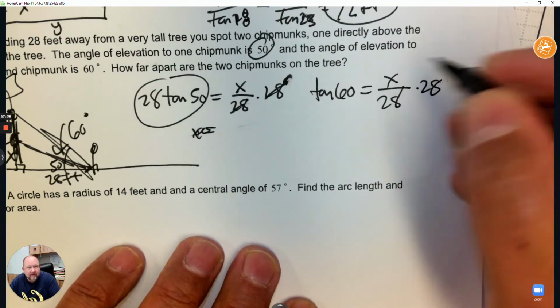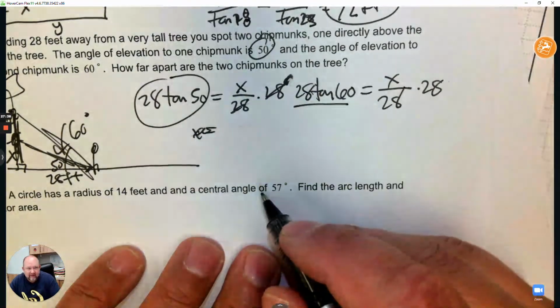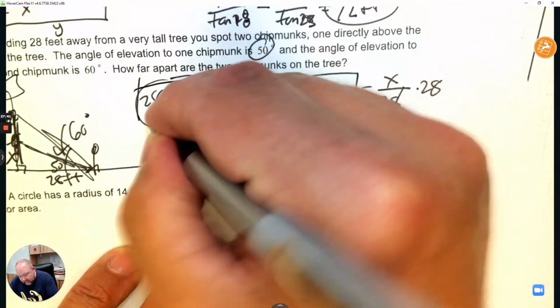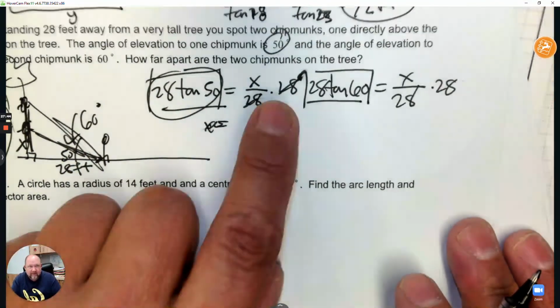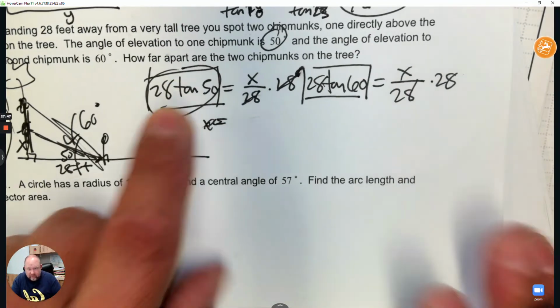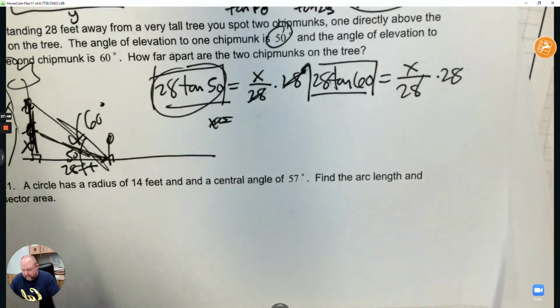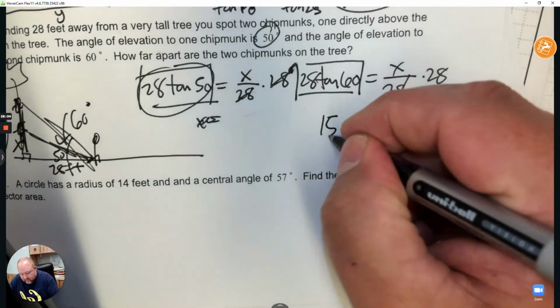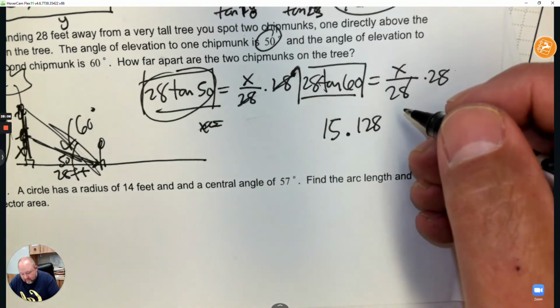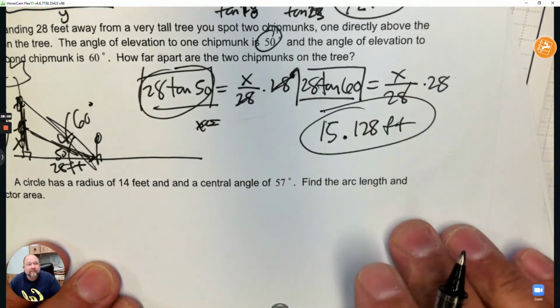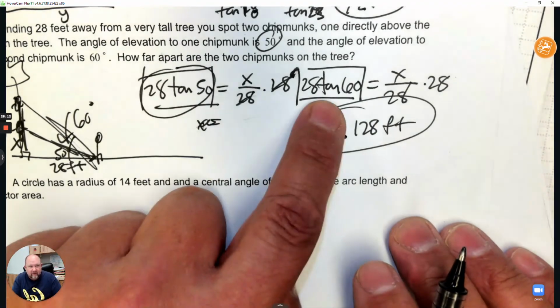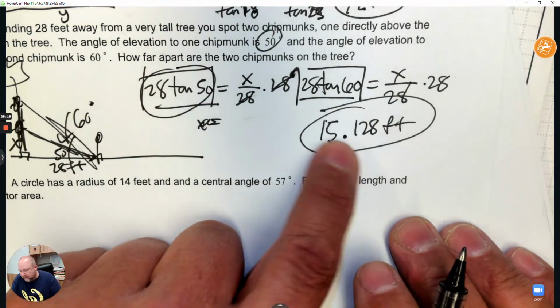So when I multiply by 28, now I have the two that I need. So this one's above this one. What's the difference between them? How far apart are they? Take this number, subtract this number, and use your calculator. And the answer is 15.128, in this case, feet. So that's how far apart it is. So I took this number, subtract this number, and that was my answer.